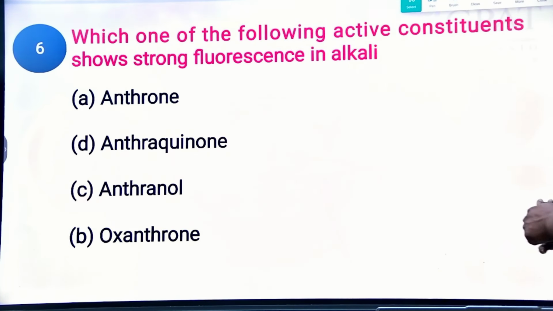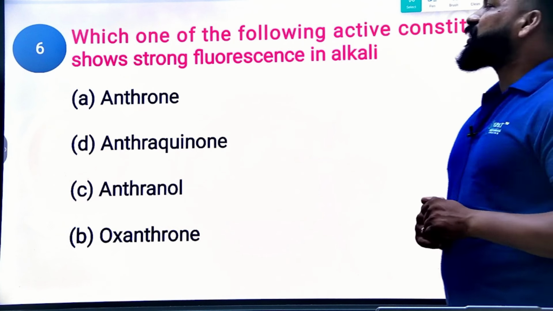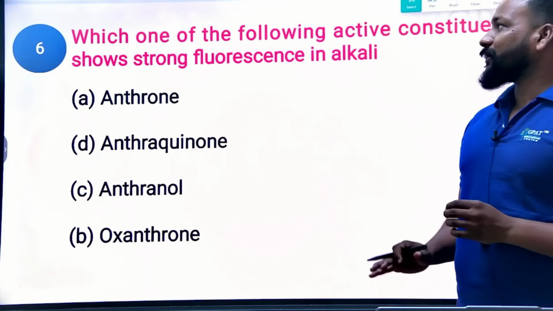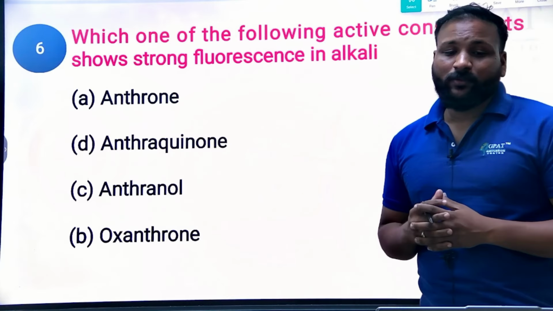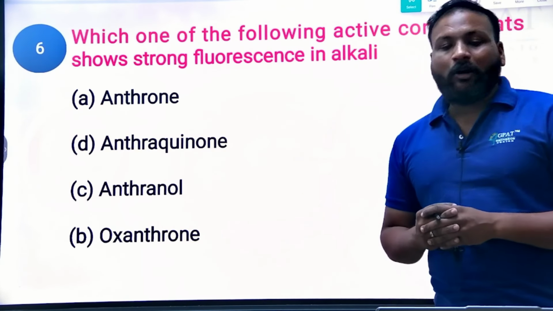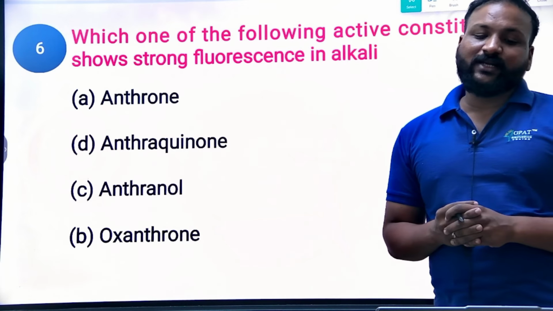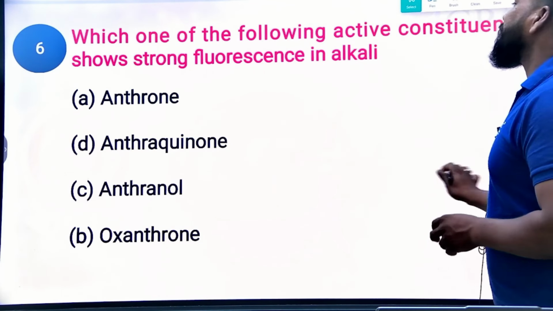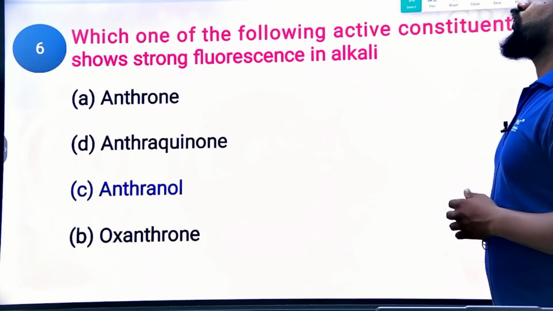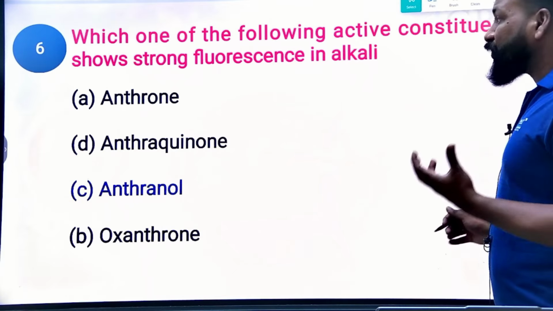Which of the following active constituents show the strong fluorescence in alkali? Option A, anthrone; anthraquinone; anthranol; oxanthrone. What is the right answer? Yes, undoubtedly, it is anthranol. Anthranol shows a strong fluorescence in alkali.